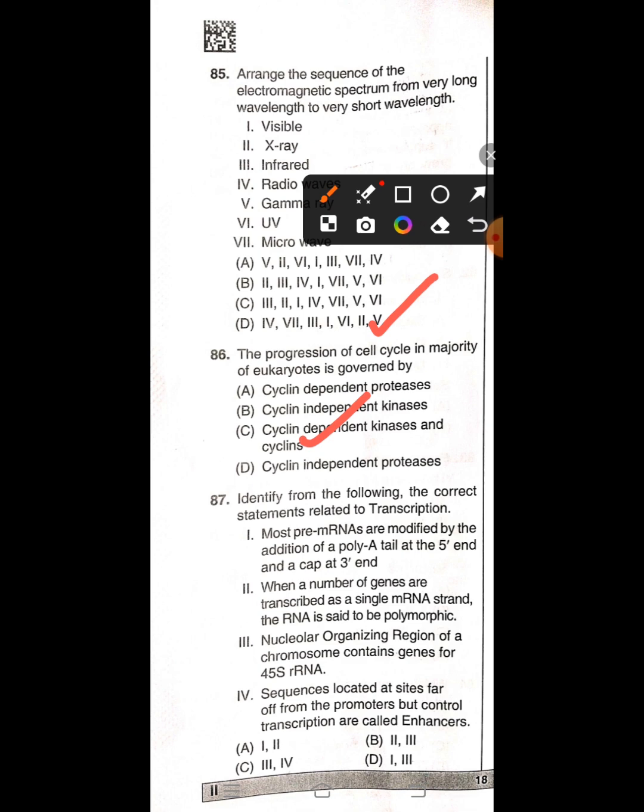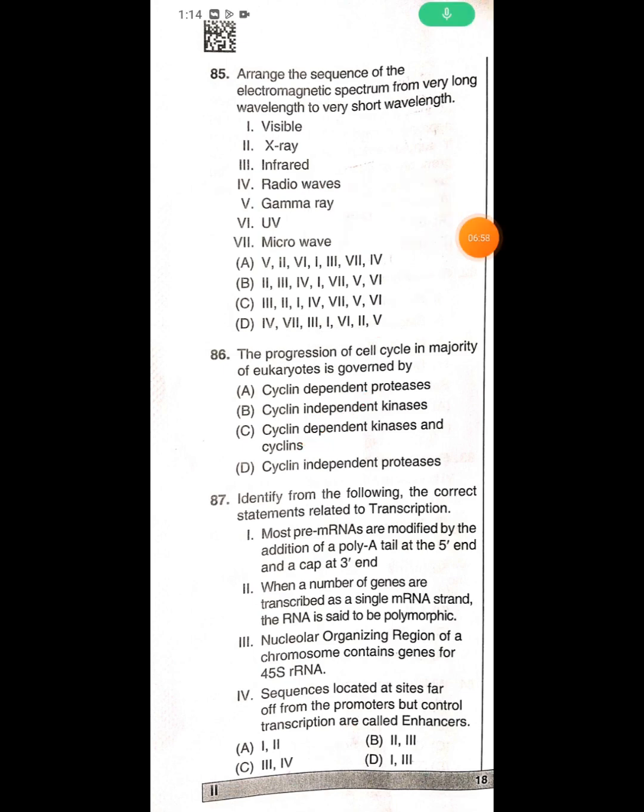So, the correct answer is C. Okay, so options 3 and 4 are related to transcription. Okay, let's see the next question.